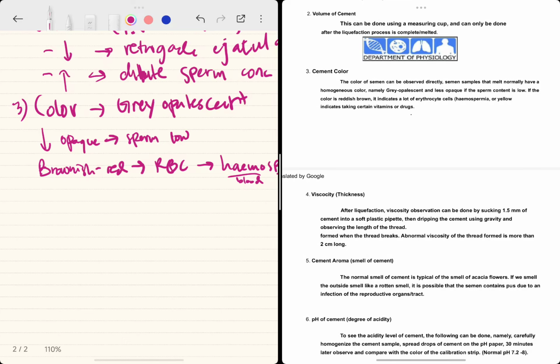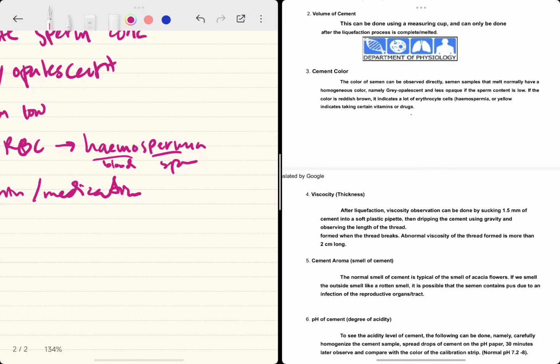Oh yeah, this brownish red color also indicates infections or tumor. And if it's yellow, it could be because of vitamins or medication, or high leukocytes because of pyospermia. I don't need to tell this.